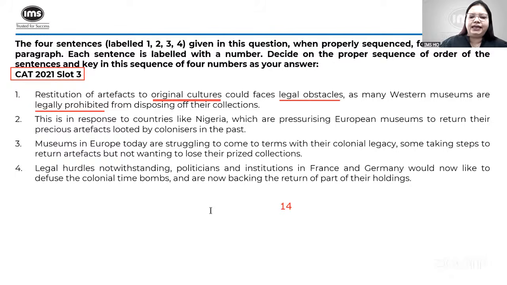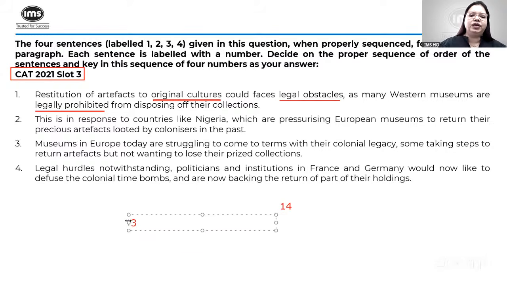Now, between 3. So 3 maybe I recognize as a possible starter, but I'm still not very sure, because 3 says that museums in Europe today are struggling to come to terms with their colonial legacy. 1 also looks like it's opening the topic, that it's introducing the subject of returning artifacts. 3 also looks like a possible starter. Now, how do we decide here? Okay, how do we decide that 3 should be the starter and 1 is something that comes later? Okay, I'm still not decided on 2, correct?